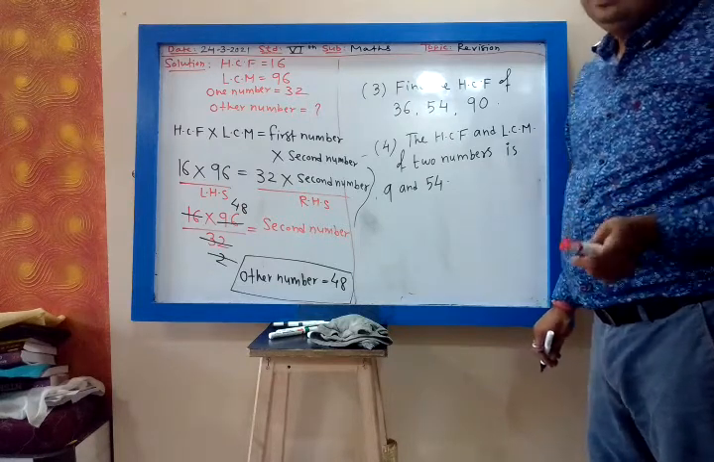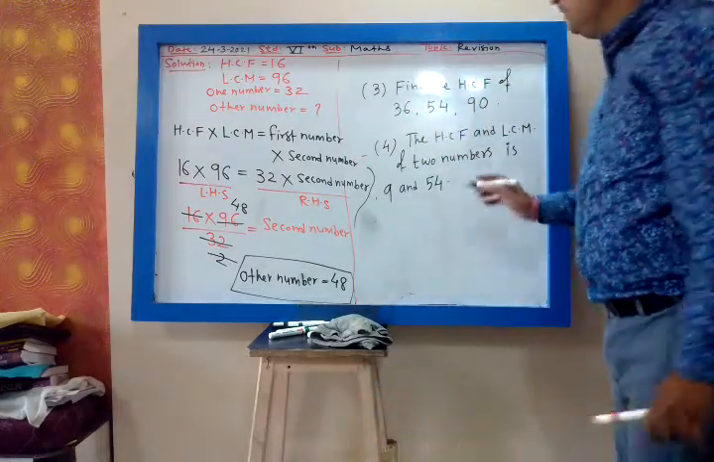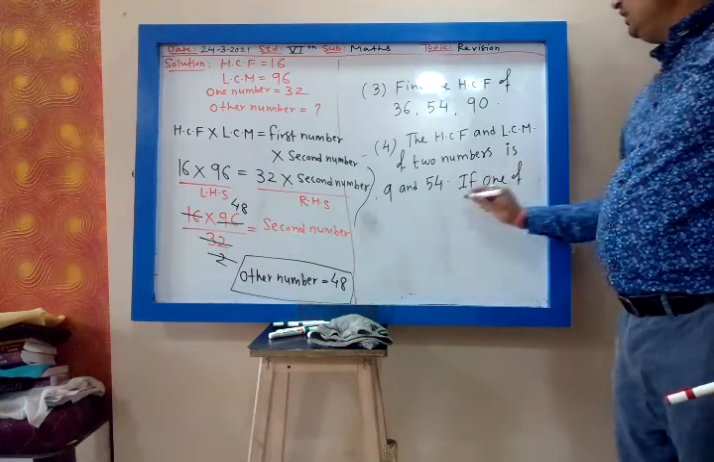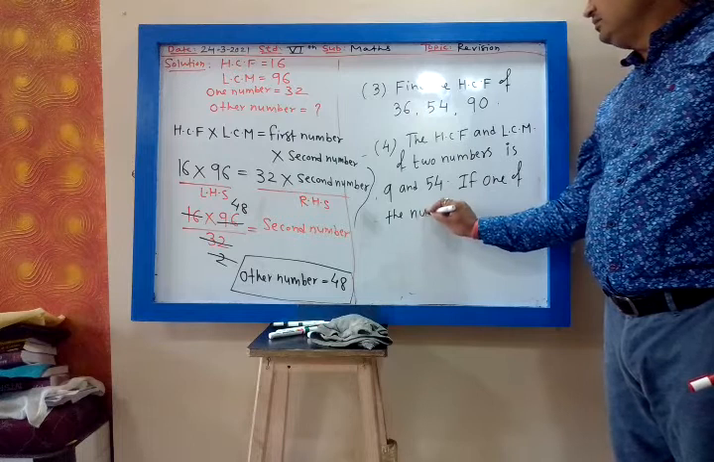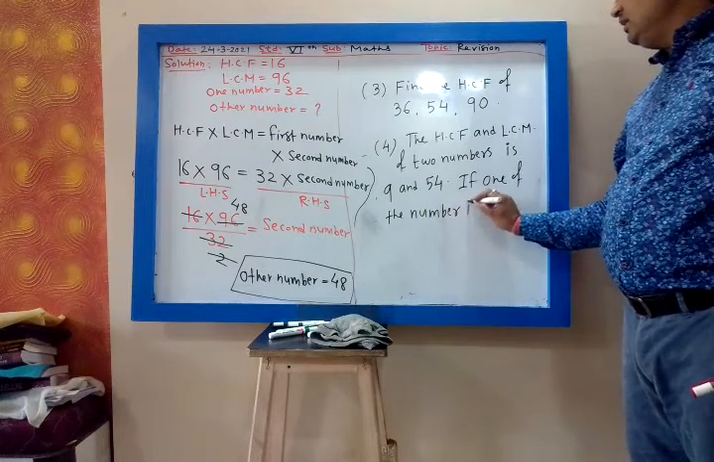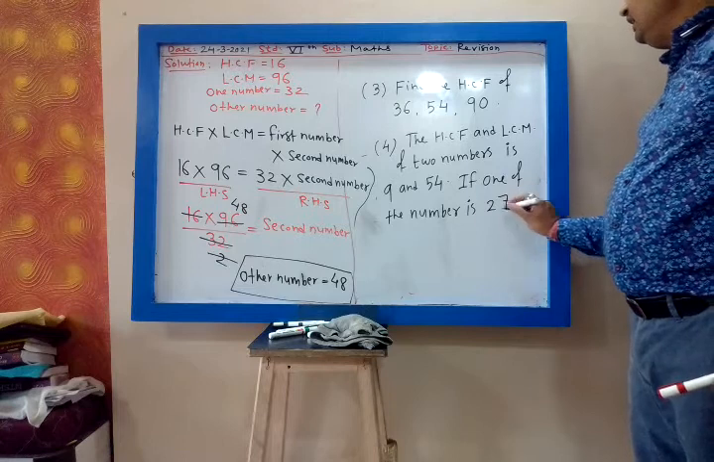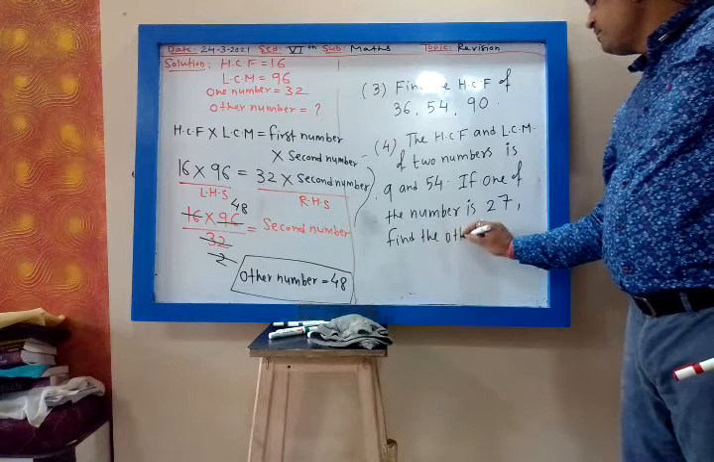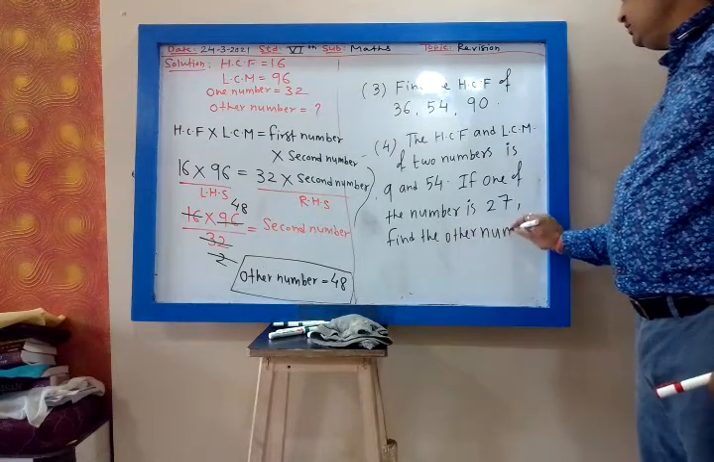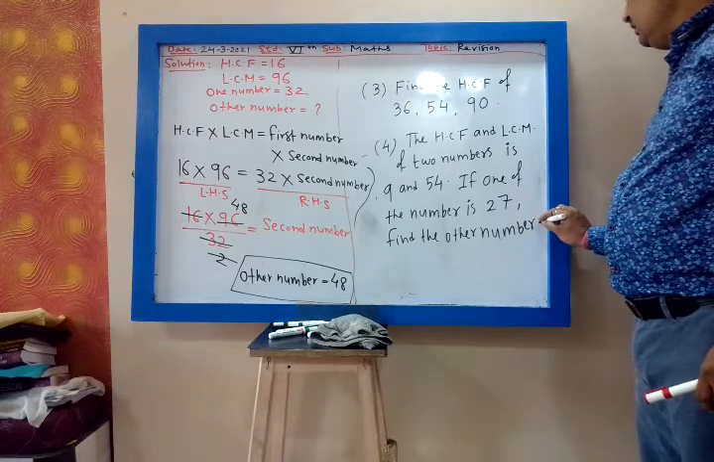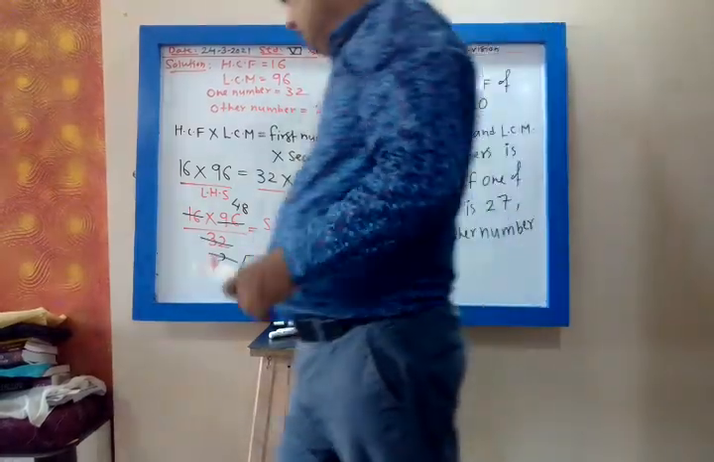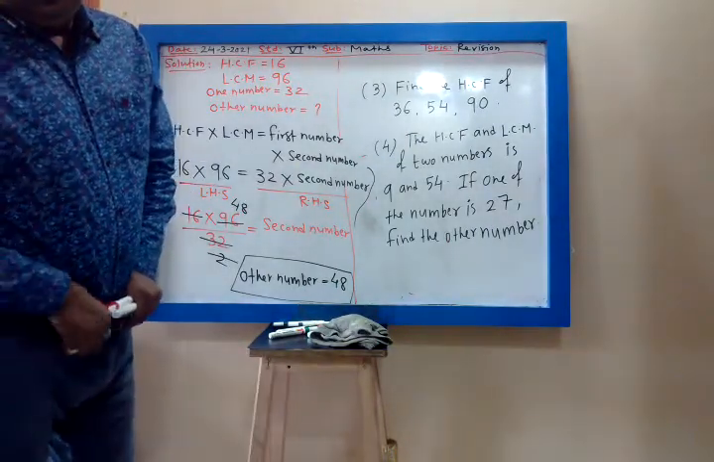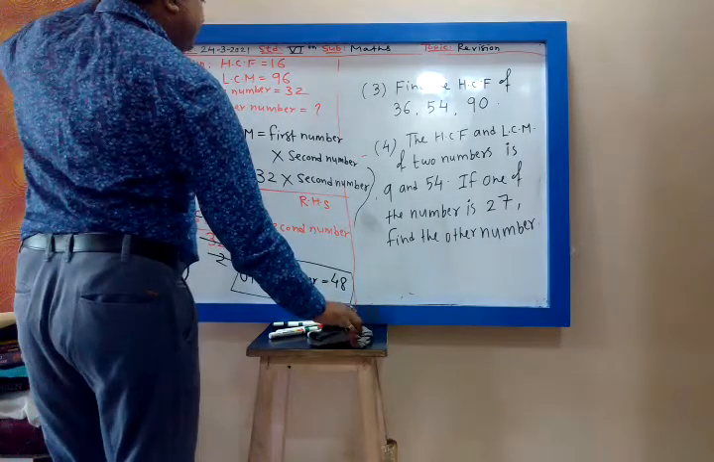Be in discipline. If one of the numbers is 27, find the other number. Start solving these two. Start solving, write down the answer.